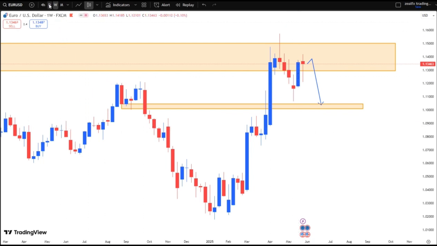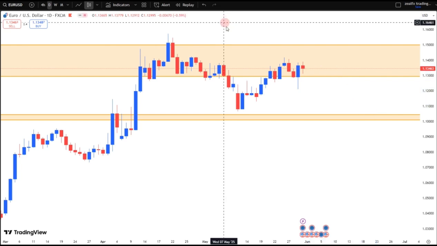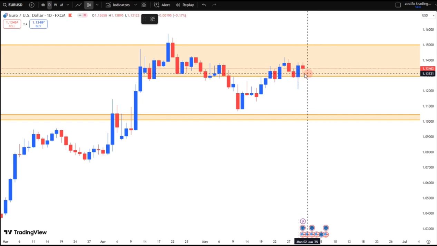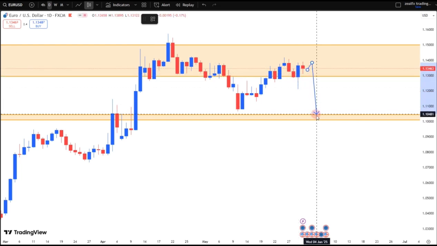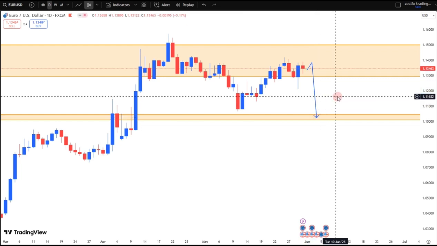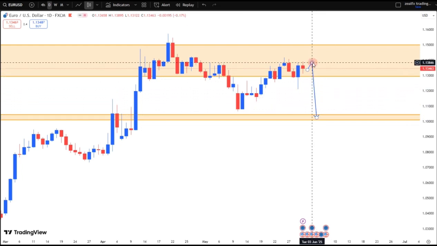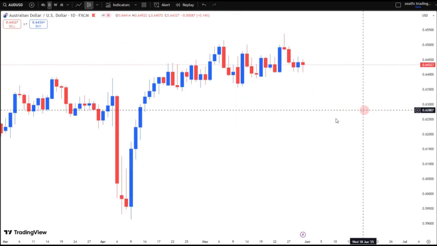So let's go back to the daily chart of euro USD so that we look at where we expect price to sell from. On the daily chart, we expect price to take this supply, then we'll see further push to the downside. So look at your selling opportunity on the euro USD this next week. So let's look at our next pair, which is the Australia USD.